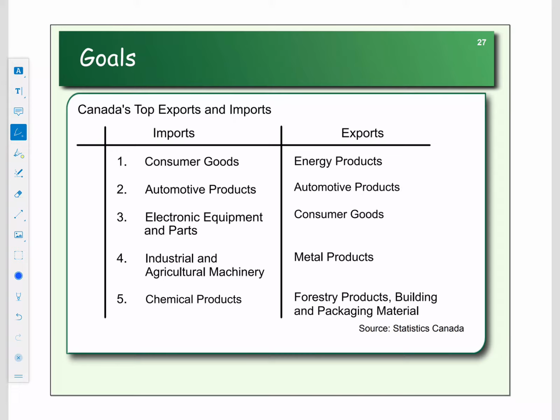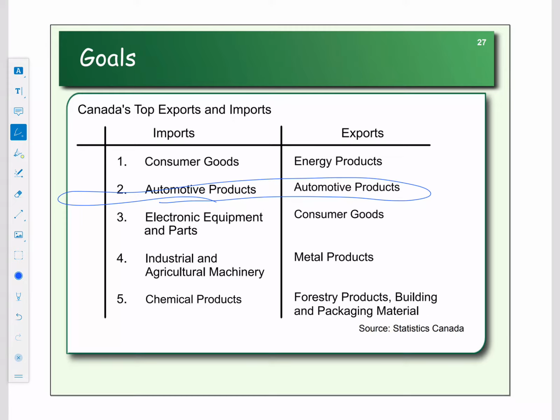So we import, number one thing we import is consumer goods, followed by automotive products. And here you see exports. The primary thing we export is energy products, followed by automotive products. What do you notice? Notice that those things on the list, automotive products, are the same. Consumer goods are the same. And that's because we specialize and we trade.